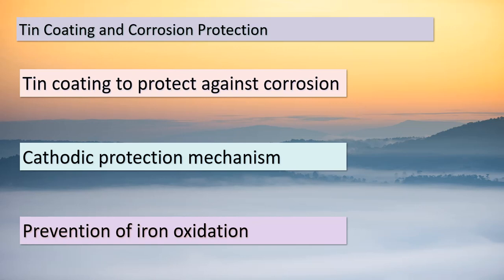In this process, the tin coating acts as a cathode, attracting any potential oxidation reactions that might occur on the iron surface. This effectively prevents the iron from undergoing oxidation and corrosion. The tin coating essentially takes one for the team and safeguards the iron underneath. It's an impressive example of how understanding chemical reactions can lead to real-world solutions. Let's keep the momentum going.